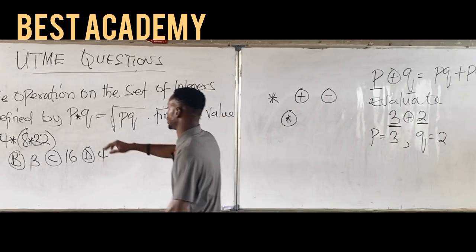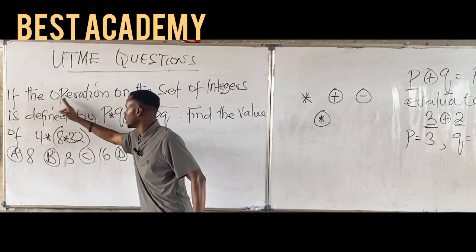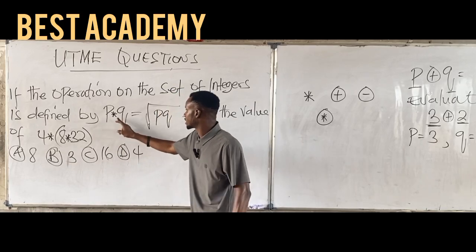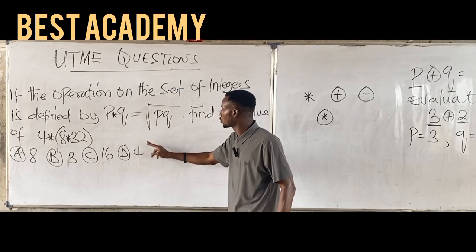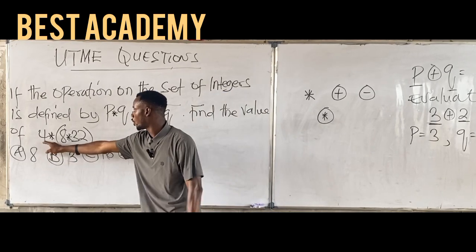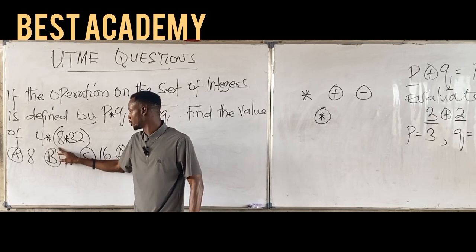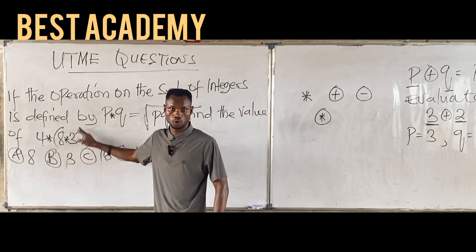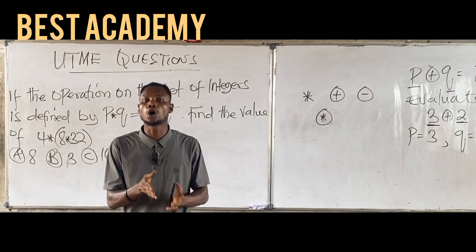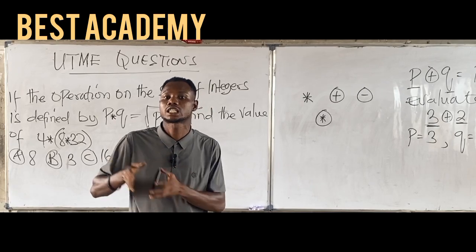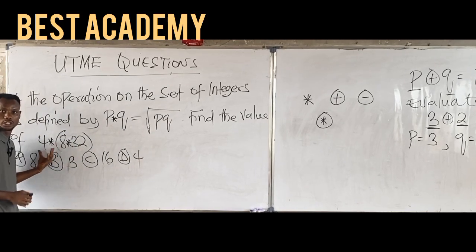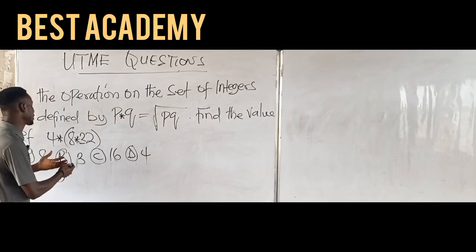Now if you want to solve this question here, it's a kind of trickish. They said if the operation on the set of integers is defined by P asterisk Q is equal to square root of PQ. Full stop here. Find the value of 4 asterisk, bracket open, 8 asterisk 32, close your bracket. Now in solving anything related to bracket in mathematics, you solve the one inside the bracket first before the one outside the bracket. Please take note. That means I'm going to evaluate this guy first before I evaluate the outside bracket. Okay, let's solve this please.